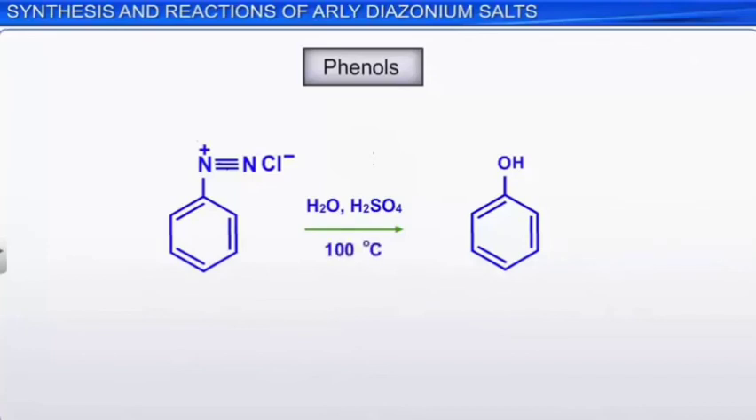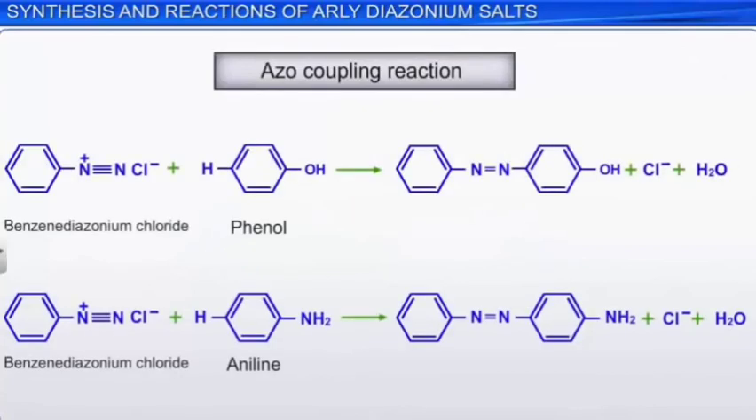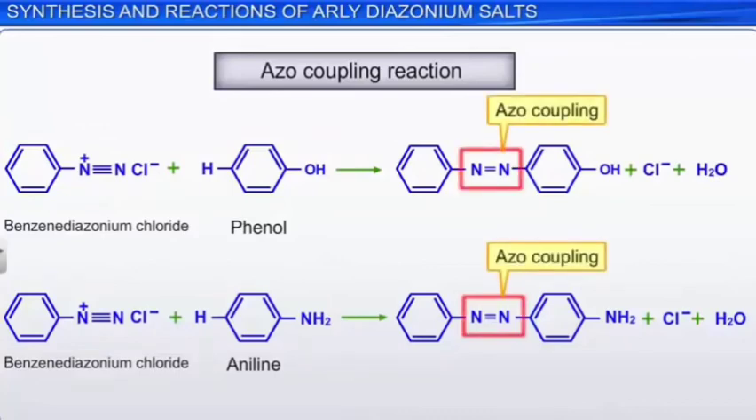Azo coupling reactions are electrophilic substitution reactions that take place when a diazonium salt is reacted with a phenol or aniline derivative. In these reactions, the diazonium cation acts as an electrophile, while the electron-rich compounds such as phenols and amines act as nucleophiles. The aromatic rings are joined via the nitrogen atoms.